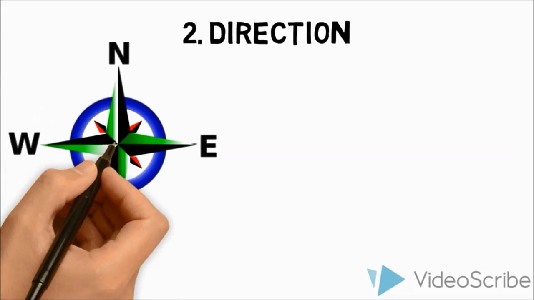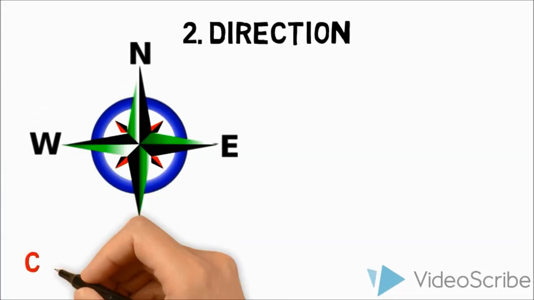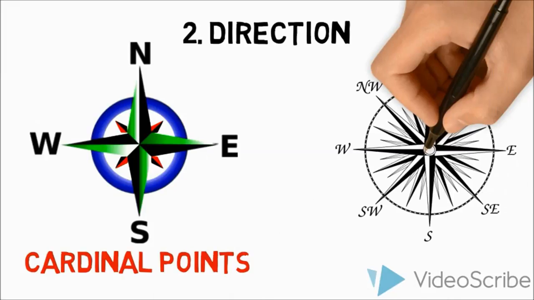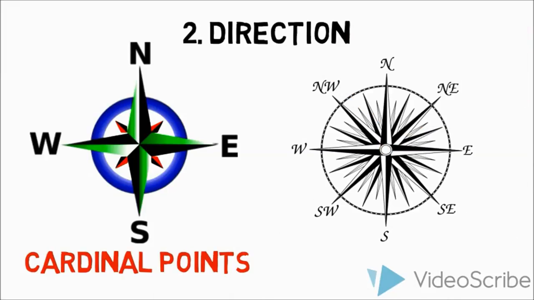Direction. There are 4 major directions: north, south, east, and west. They are called cardinal points. Other 4 intermediate directions are northeast, NE, southeast, SE, southwest, SW, and northwest, NW. We can locate any place more accurately with the help of these intermediate directions.